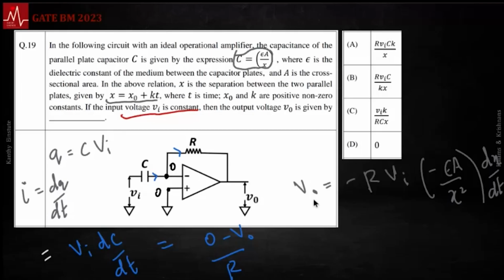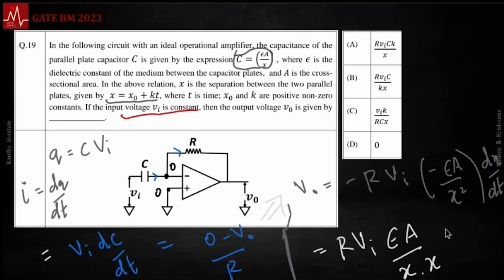So this implies, continue that. Okay, that equals, I put a split there. That equals, minus cancels. We have R VI epsilon A. I'm going to write this as x into x. Dx by dt is k. This term is nothing but the capacitance. So we have R VI C k by x. Get option.